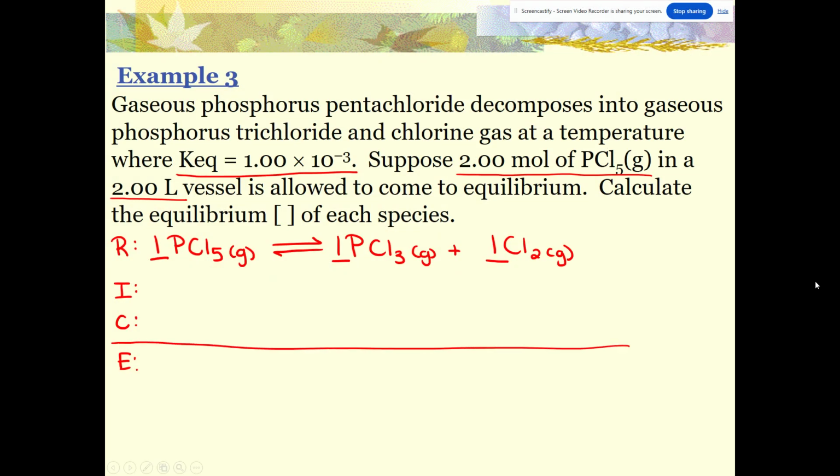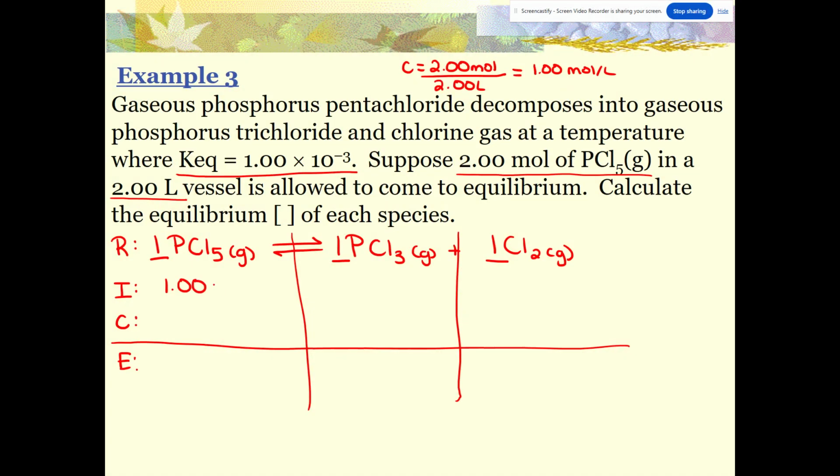Okay? So I'm starting again with a mole value of my reactant. So I need to divide by the volume to get concentration. This would be 1.00 moles per liter. So that is my initial concentration. Sorry, my pen sometimes likes to make these wonky horizontal lines. Okay, so my initial concentration of my reactant is 1.00 moles per liter.